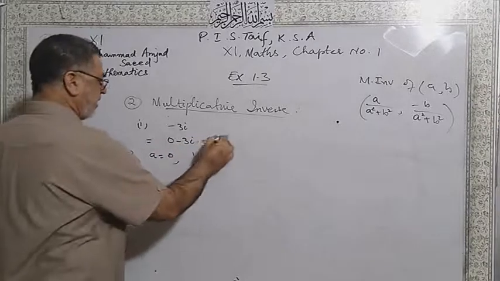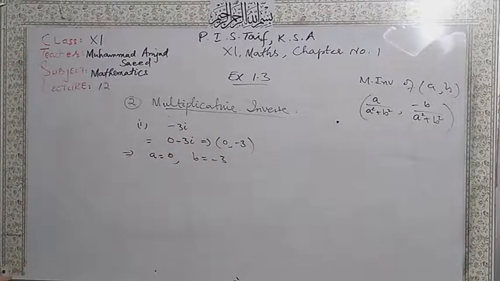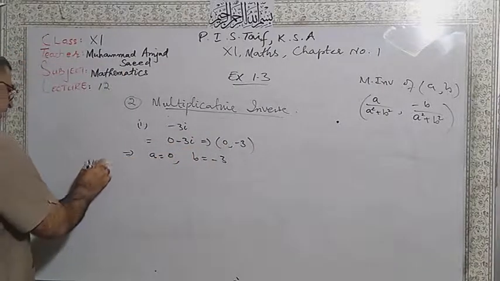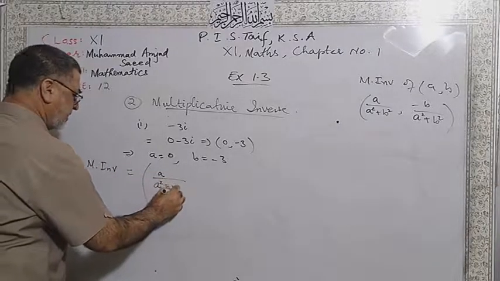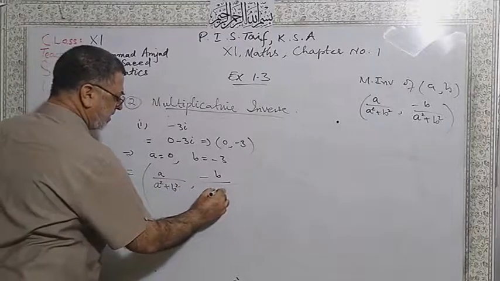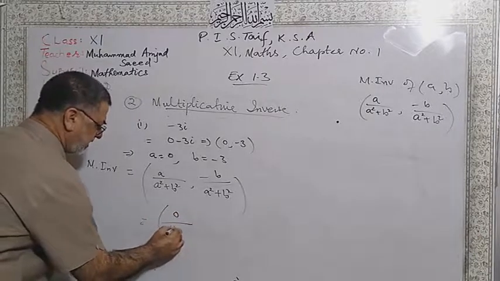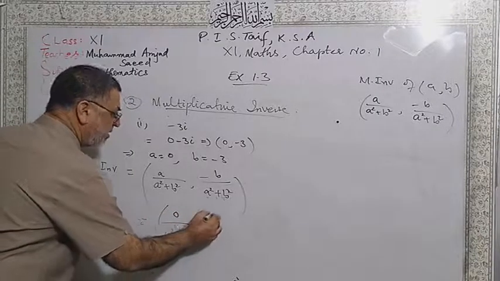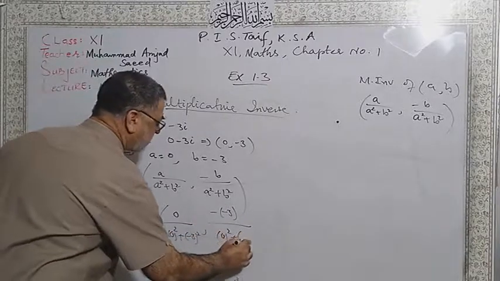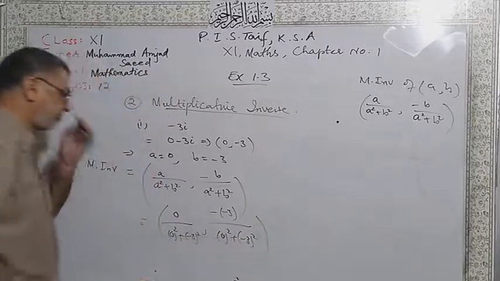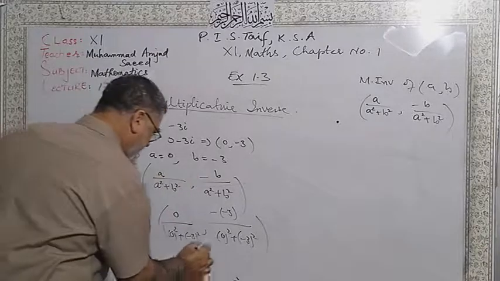Because you can write it in ordered pair form, (0, -3). So the multiplicative inverse is equal to A over A square plus B square, minus B over A square plus B square. Applying the values, 0 over 0 square plus (-3) square, and minus into minus 3 over 0 square plus (-3) square. We have written the values of A and B in this formula.